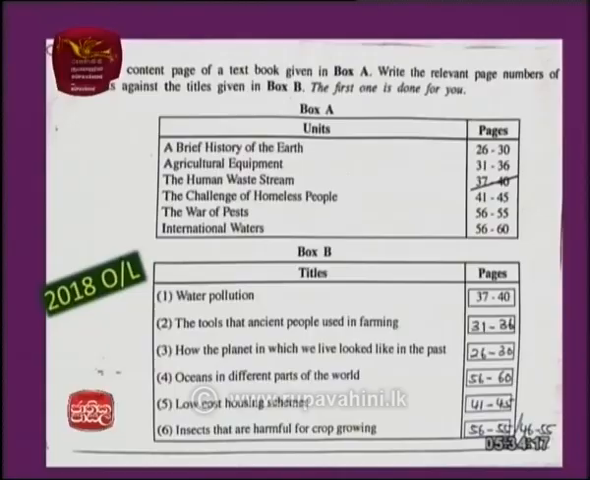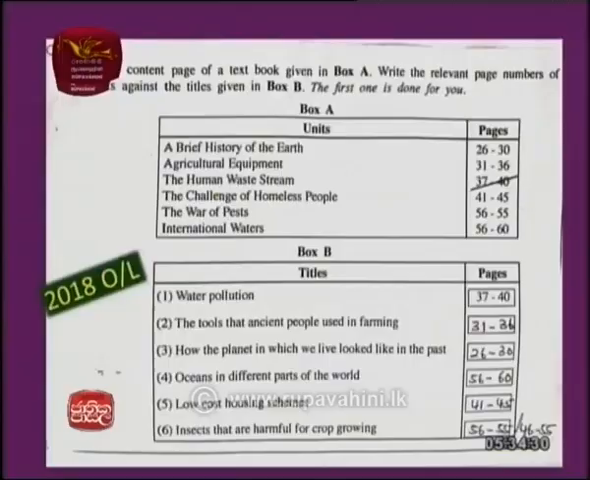Right, now we have discussed 2017. Now let us move on to the 2018 question. This is a little different from the previous two. This is a contents page of a textbook, the page at the beginning, children. We call it the contents page, and it has page numbers. So you have to write the correct page number. Right. Study the contents page of a textbook given in box A. Write the relevant page numbers of the units against the titles given in box B. The first one is done for you.